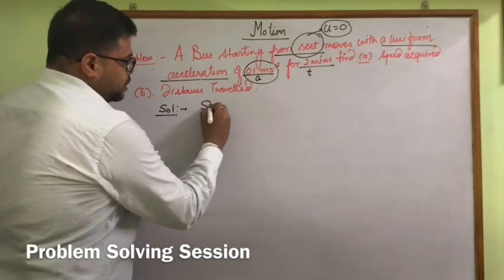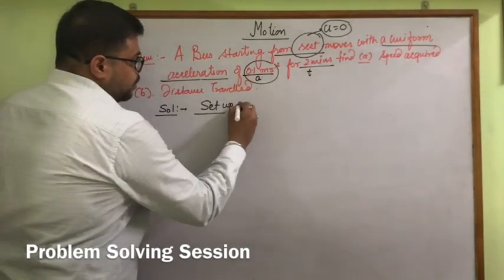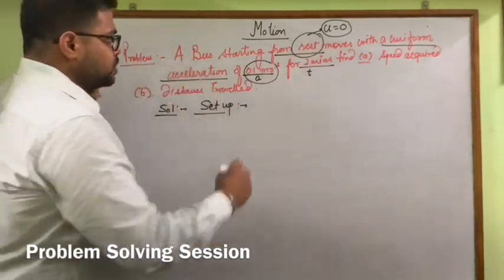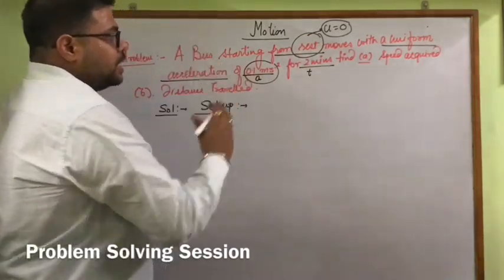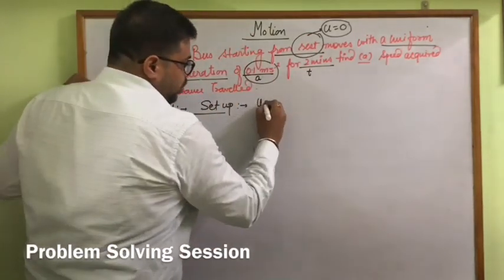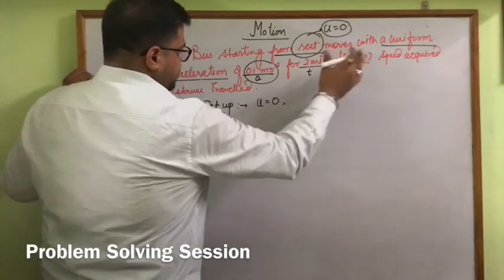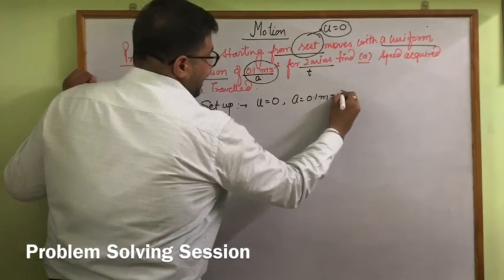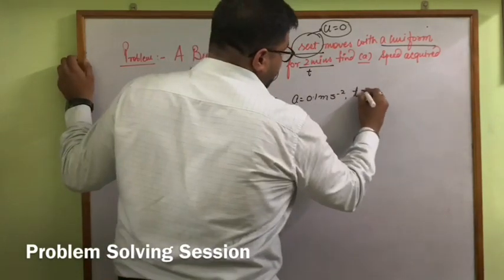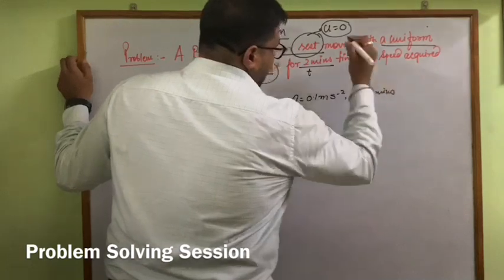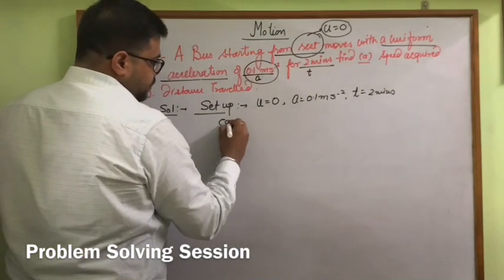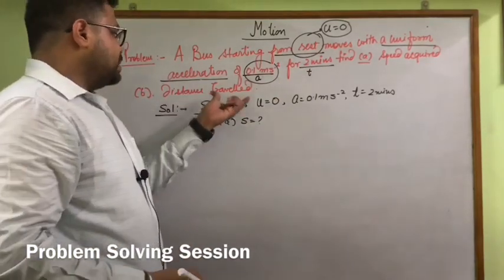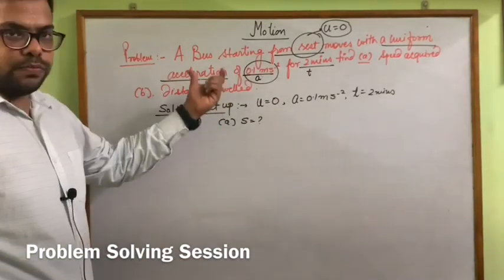First of all, the first part is called setup. In the setup, note down all the information which is given in this numerical. What is the information here? First, by the language, because a bus starting from rest means initial velocity u will be 0, and uniform acceleration here is 0.1 meter second inverse square. T is given 2 minutes, and in the first case we have to find speed or velocity, and the distance traveled. So we are going to solve the first part.